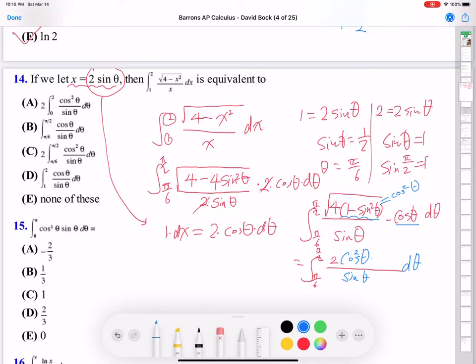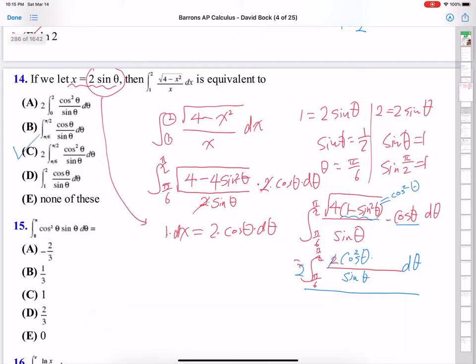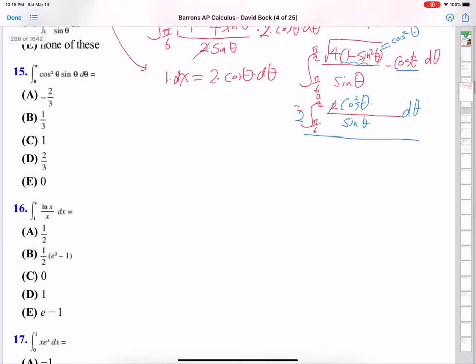So 2 is a coefficient, can go to front, right? 2 times integral pi over 6 to pi over 2 cosine squared theta over sine theta d theta. So C exactly says that, right? So C is the answer. Number 15.